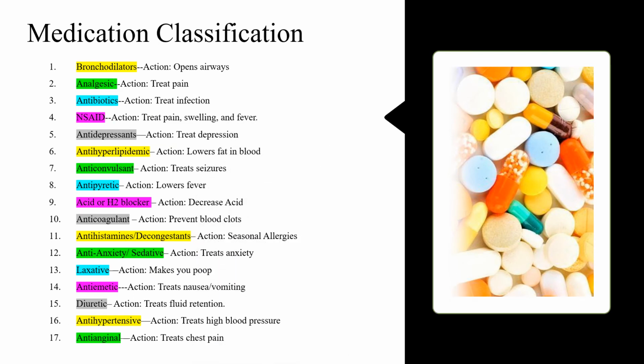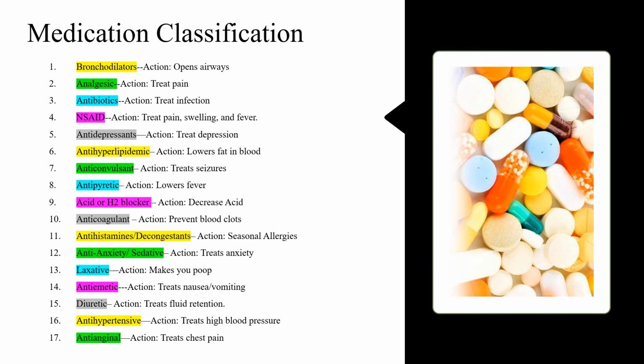So we have some medication classifications here, 17 of them. Bronchodilators, action, opens your airways. Analgesics, action, treat pain. Antibiotics, action, treat infection. NSAID, action, treat pain, swelling, and fever. Antidepressants, treat depression. Antihyperlipidemic, lowers fat in blood. Anticonvulsant, treats seizures. Antipyretic, lowers fever.